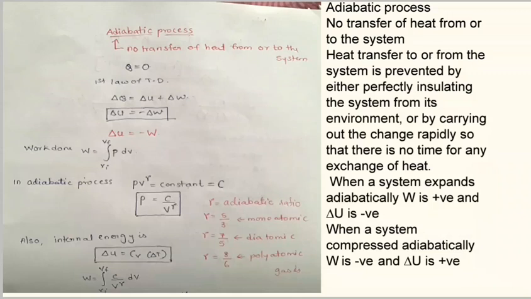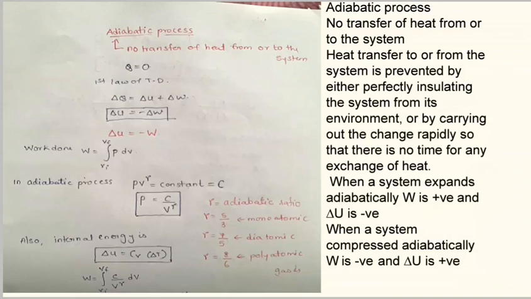Heat transfer to or from the system is prevented either by perfectly insulating the system from its environment, or by carrying out the changes rapidly so that there is no time for any exchange of heat. When the system expands adiabatically, work is positive and internal energy change is negative. When a system is compressed adiabatically, W is negative and delta U is positive.